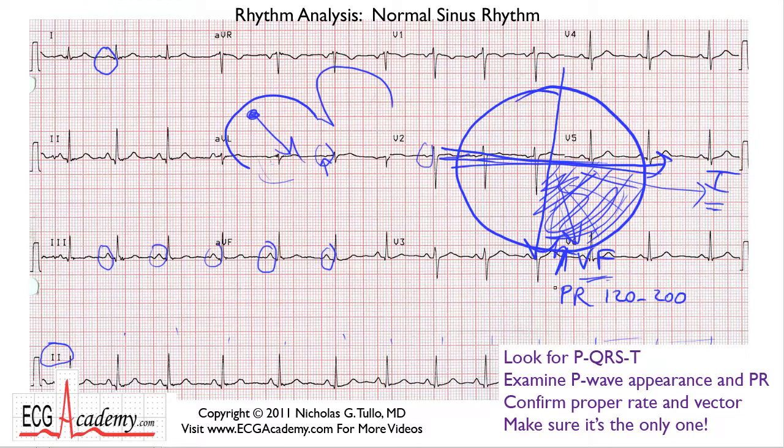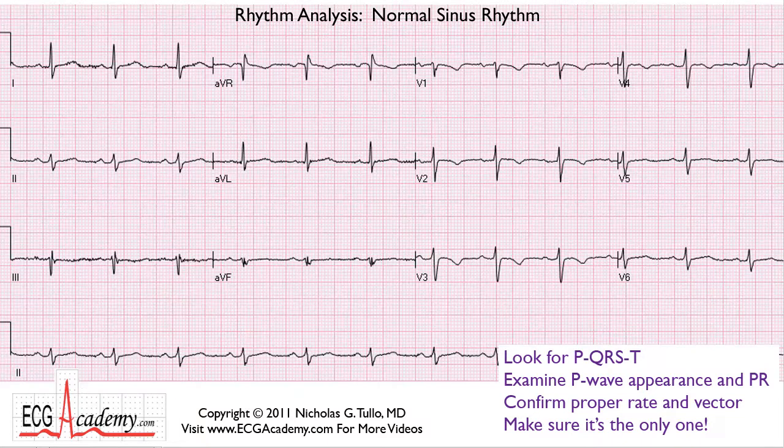We're at a normal rate. So pretty much this is a slam dunk. We can diagnose this rhythm as a normal sinus rhythm. Let's look at a couple of other examples.